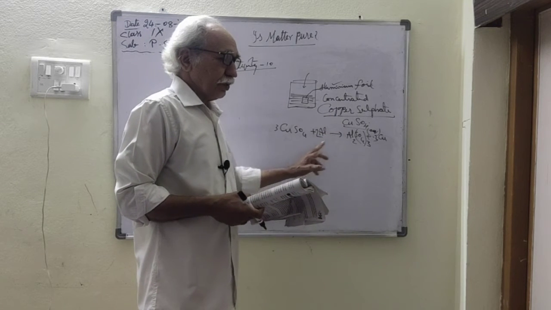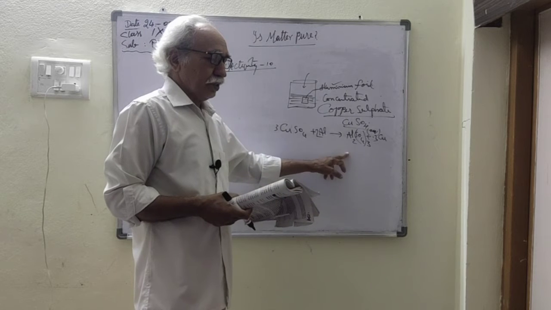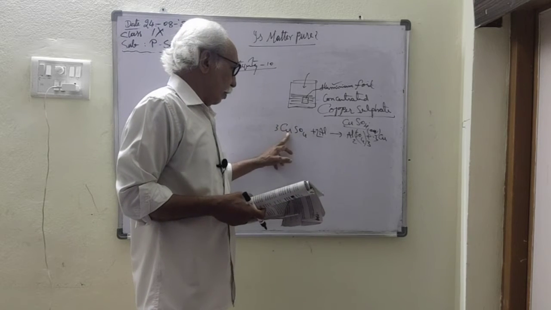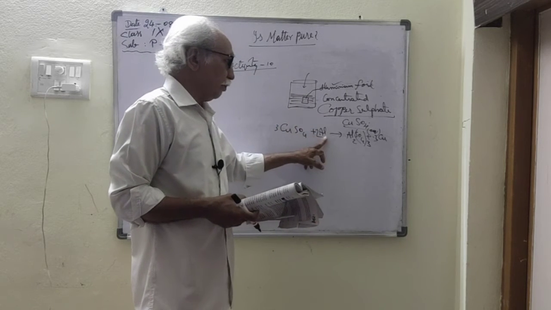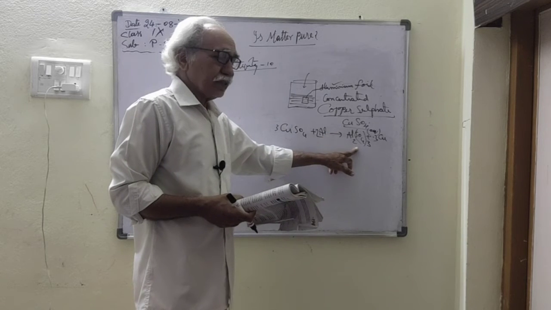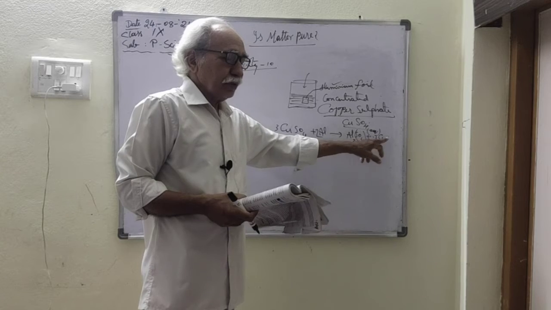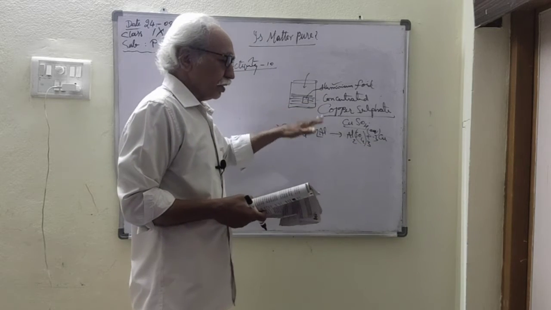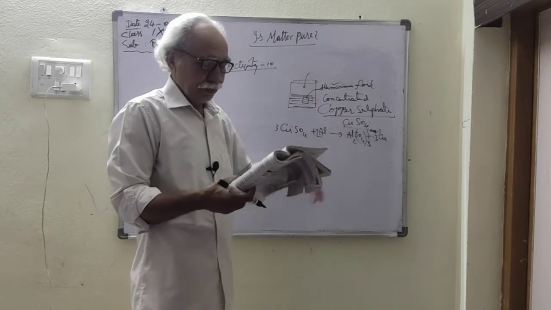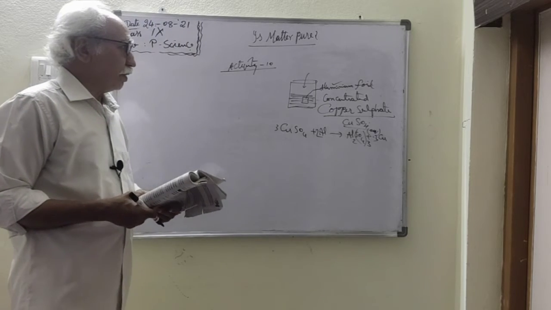So in this chemical reaction, copper is replaced by aluminum, forming aluminum sulfate, which is a colorless solution. Then the displaced copper is deposited on the surface of the aluminum foil. Okay, this is a chemical reaction.